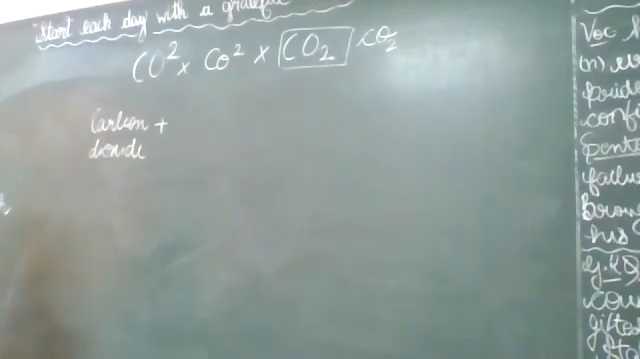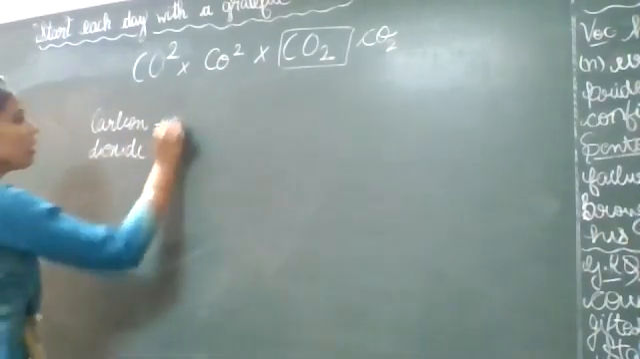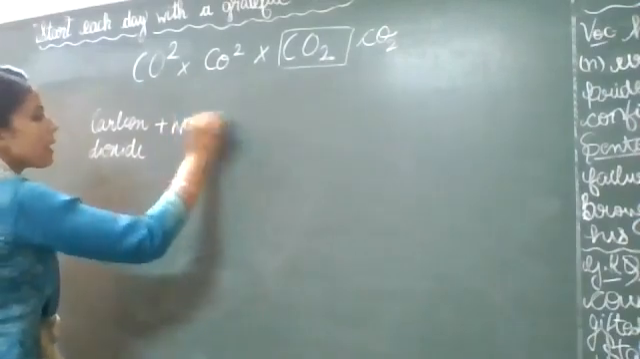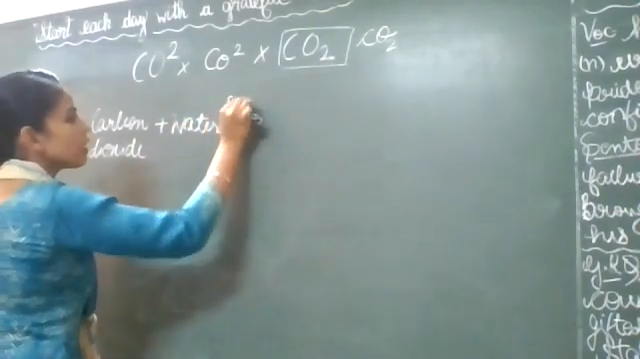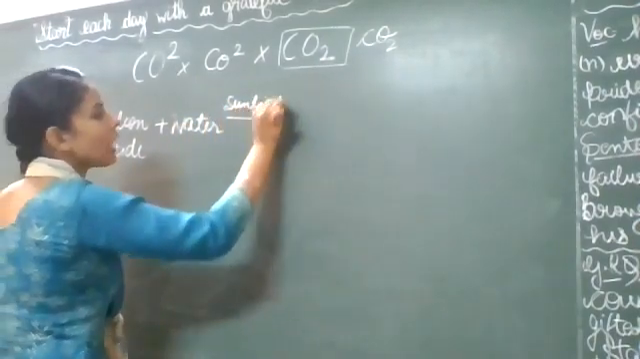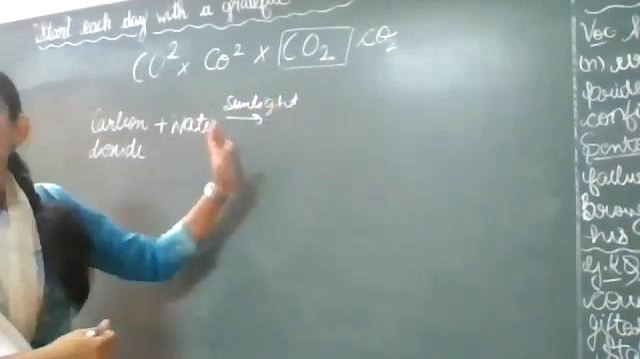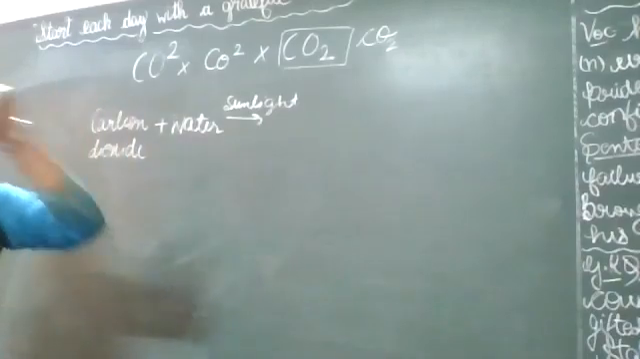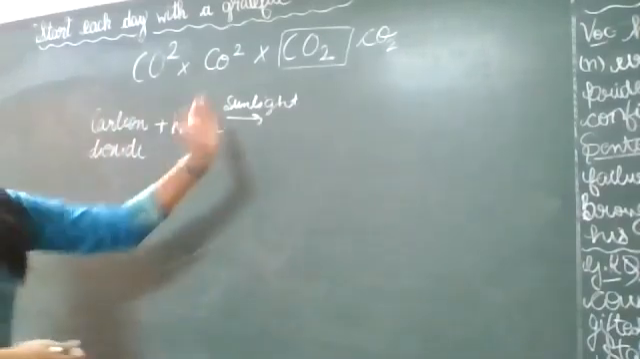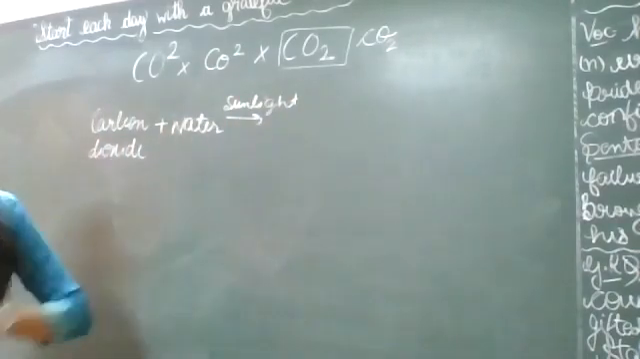So please, otherwise I will advise to avoid it and write the word equation. Plus water in the presence of sunlight. You have to write sunlight and chlorophyll on the arrow, not on this side or this side. Clear?